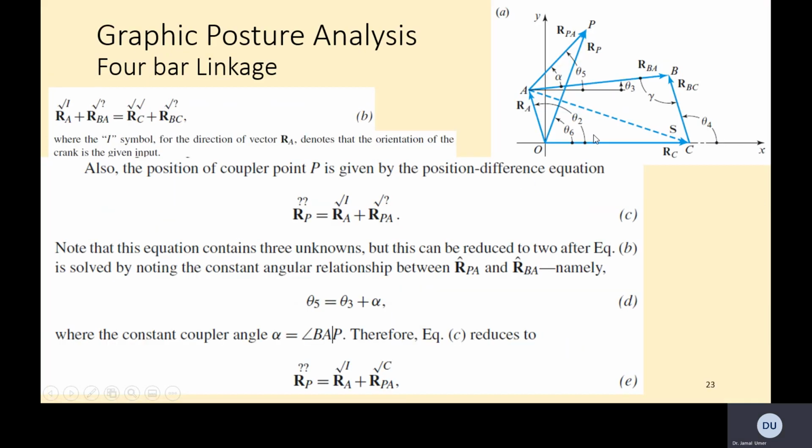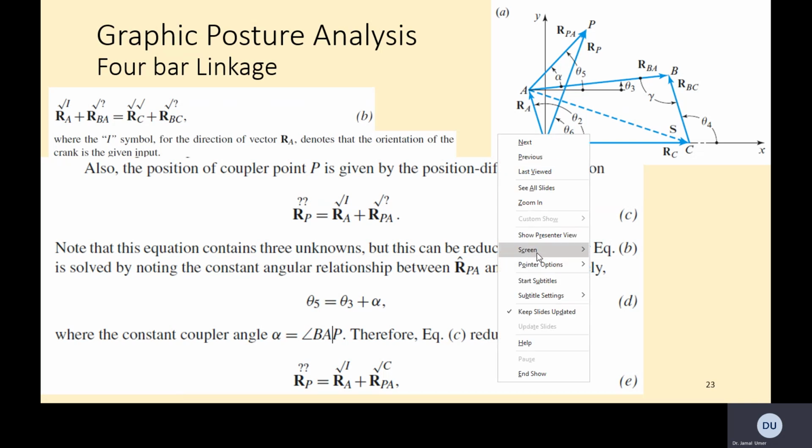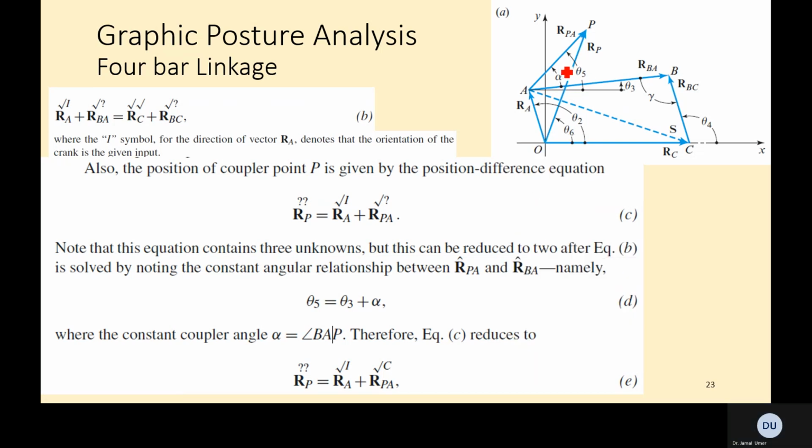So what we are doing, because this little angle is alpha to this link, and after that this angle is theta 3, right? So why not add them together? So theta 3 plus alpha, and replace it with theta 5, and theta 5 is equal to theta 3 plus alpha, right? So where the constant angle alpha, which is BAP, alpha is the angle, that one.